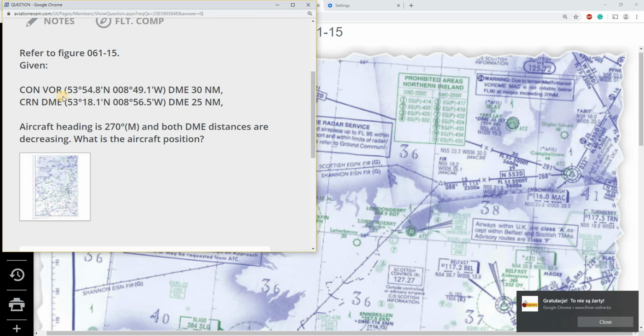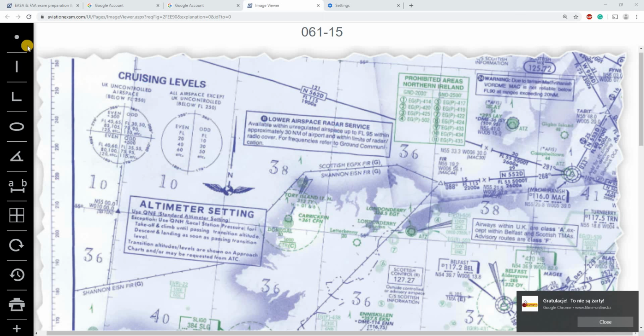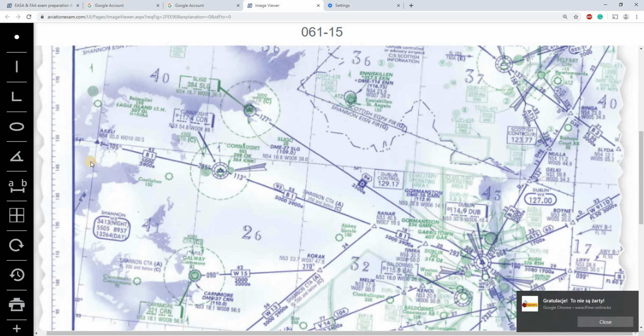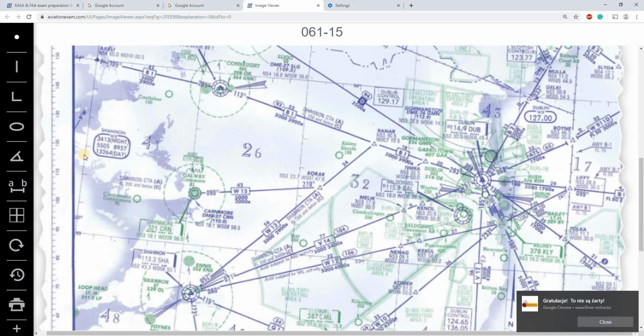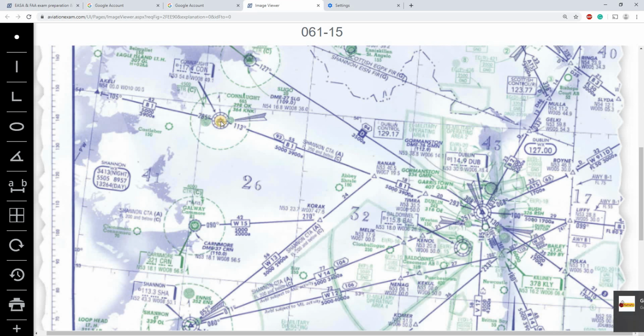First we start with the VOR, 5354. So we go here, 53, as you can read it here, 10, 20, 30, 40, 50, 60, 53. So it's somewhere over here, I think this is it, yes. This is Con VOR, we will make a small circle here, so we don't lose it.